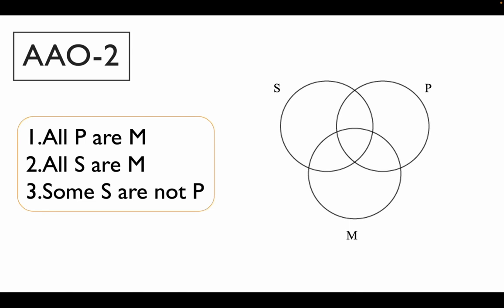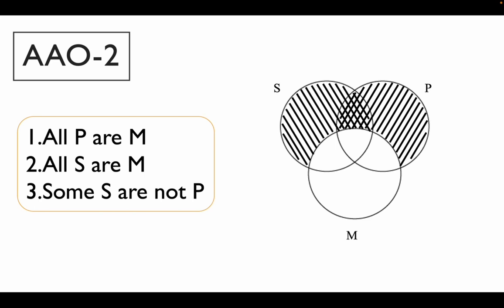Universal premises, particular conclusion. AAO2. All P are M, all S are M, some S are not P. Diagram all P are M, diagram all S are M. The syllogism is invalid because the conclusion is not diagrammed as a result. But, question, am I allowed to make an existential assumption? Yes, but let's see.